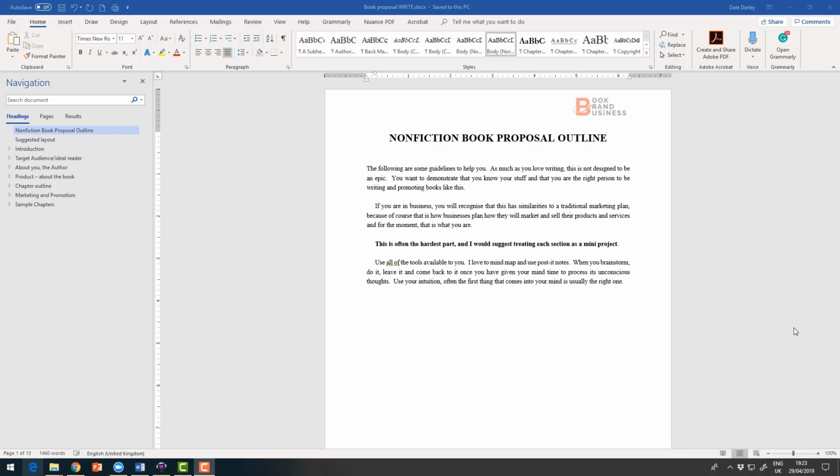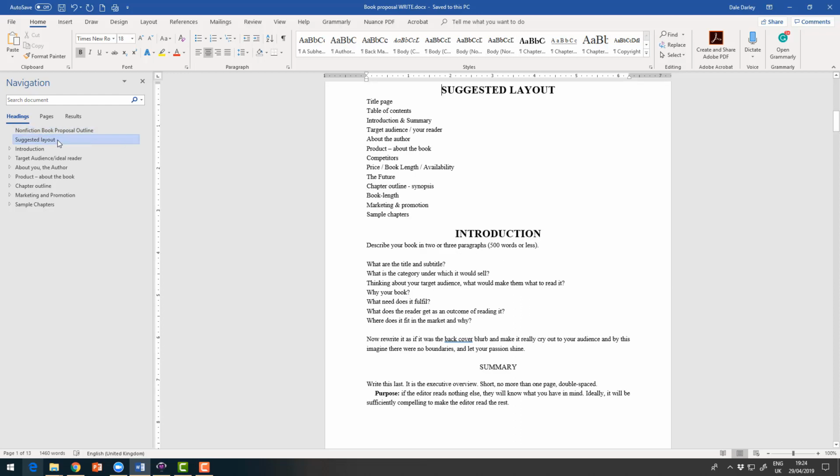So in this training, I'm going to go through this as a Word document. I've got the document open and we're going to move through each of the sections, and I'm going to talk about what you need to do to make this your best document ever, really help you to focus your mind and write the right book. So let's start with the suggested layout.